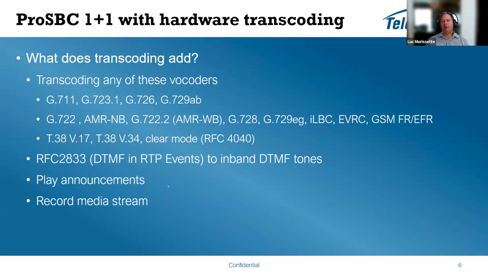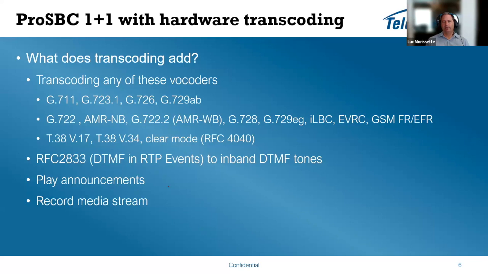You can add hardware transcoding to a ProSBC high availability solution. What the transcoding device adds here is the vocoders. Right? So in a regular ProSBC system, the ProSBC will verify the transcoding used for the media on both ends and try to use one that is compatible so that you don't need to do transcoding. If you need to do transcoding or if you want to do transcoding, then the ProSBC will decide when this needs to be used.